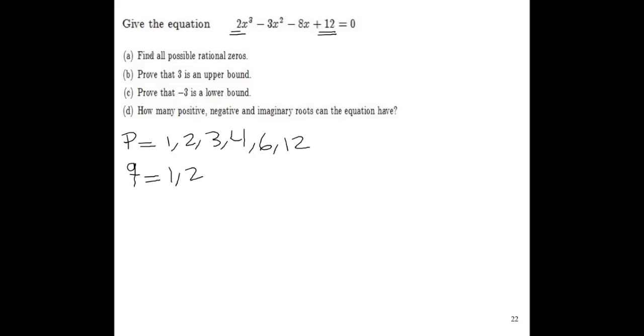So all possible rational zeros would be all the combinations of p over q. So in this case it would be plus and minus 1, plus and minus 2, plus and minus 3, plus and minus 4, plus and minus 6, plus and minus 12.